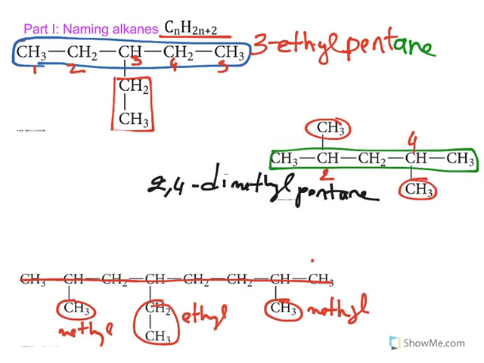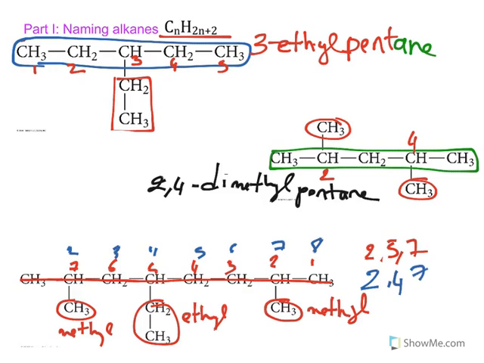Now, if I number from this side, 1, 2, 3, 4, 5, 6, 7, and 8, the substituents will be on carbon number 2, number 5, and number 7. If I number from the other side, I'll use a different color, 1, 2, 3, 4, 5, 6, 7, and 8, the substituents will be on number 2, on number 4, which is lower than 5 and is better, and number 7. So we will discard the numbering in the red color.